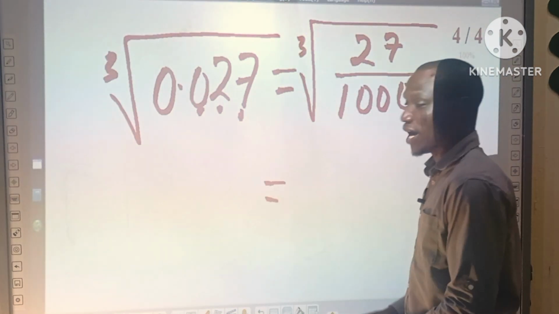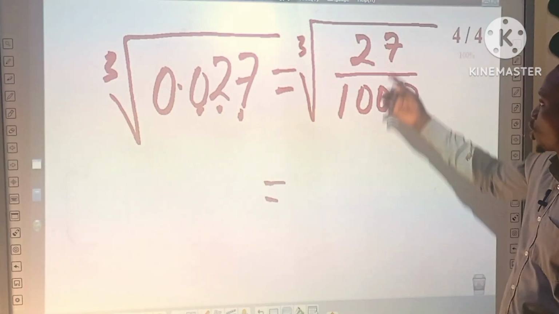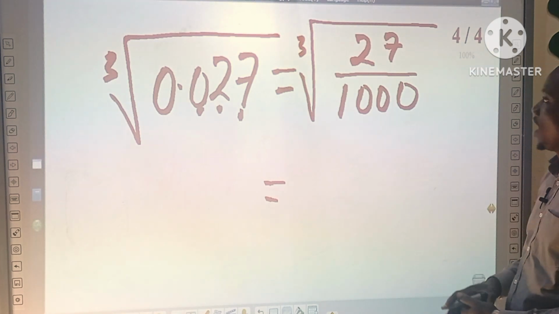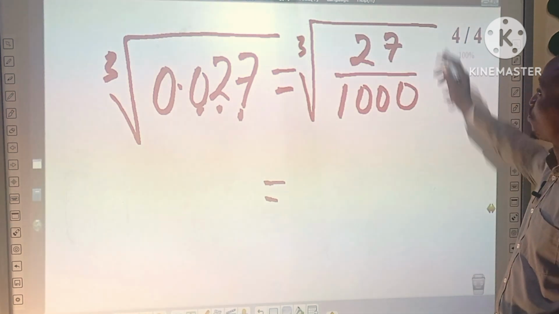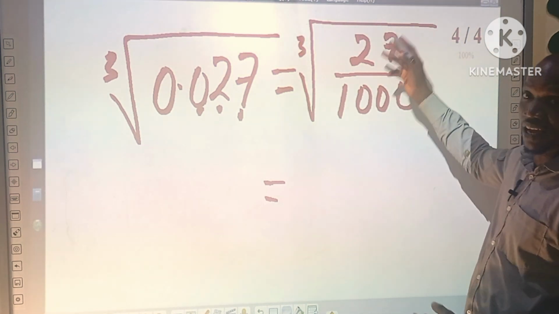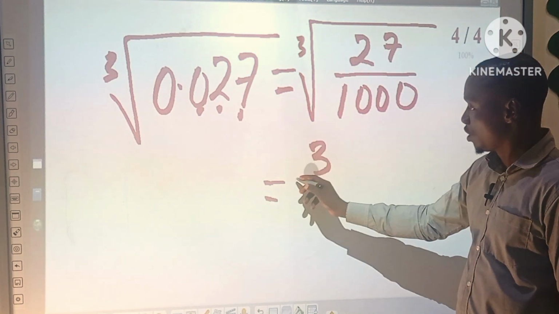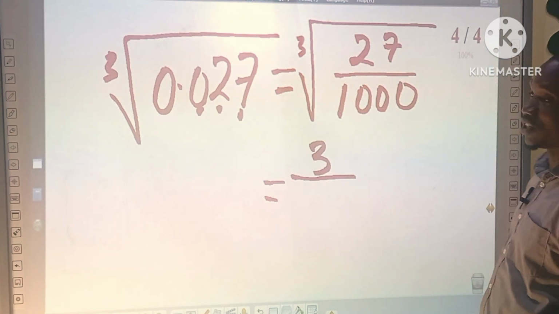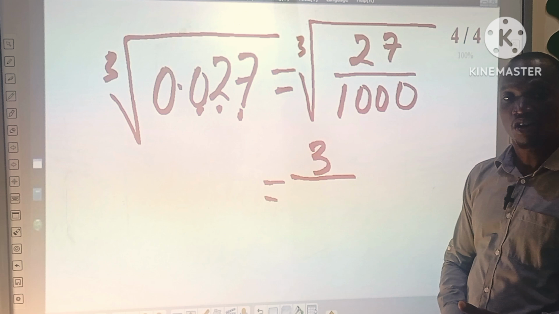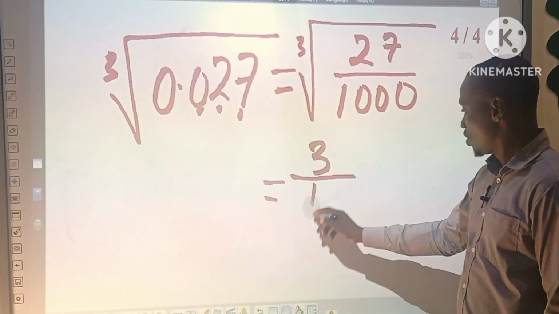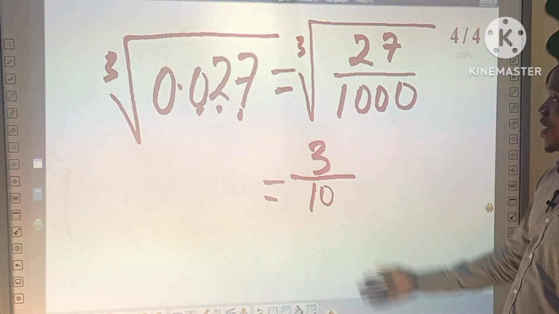Now with this, we can look for the individual cube root of each of these numbers. We all know that the cube root of 27 is 3, because 3 times 3 times 3 gives us 27. So we have 3 over, the cube root of 1,000 is 10. 10 times 10, 100, times 10, 1,000. So our final answer will be this.